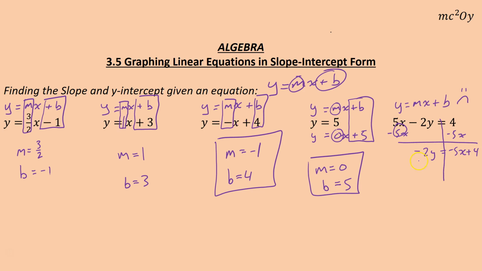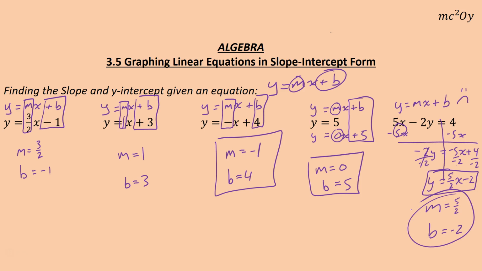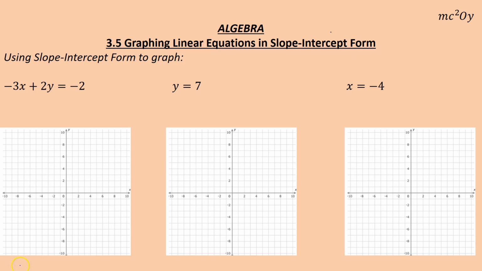And then I've got to divide everything by that negative 2. So it cancels there. I'm left with y equals, but a negative divided by negative is positive. So positive 5 halves x. And we're going to leave it as a fraction because we use slope that way as rise and run. And then 4 divided by negative 2 is negative 2. Right, so m equals 5 halves and b equals negative 2.